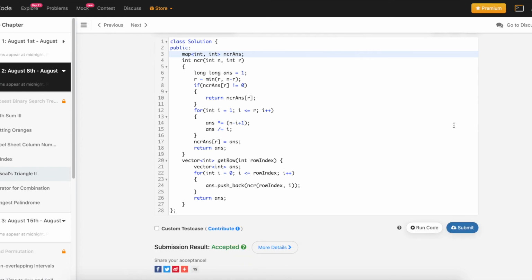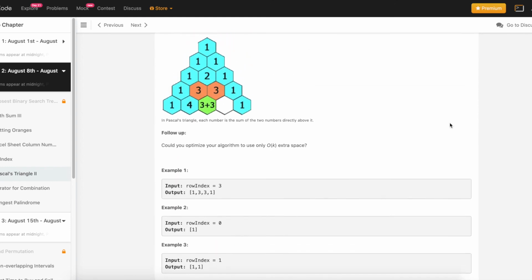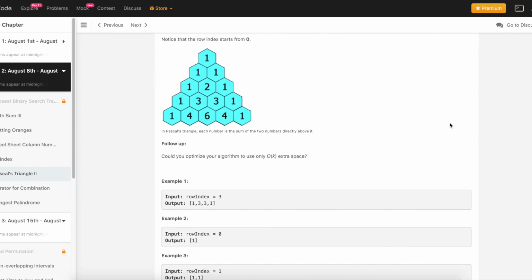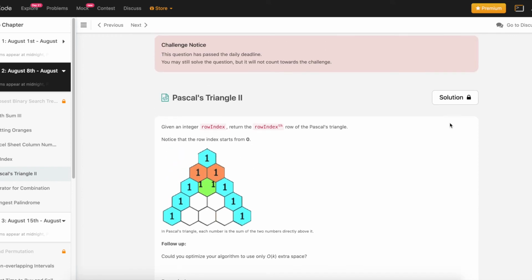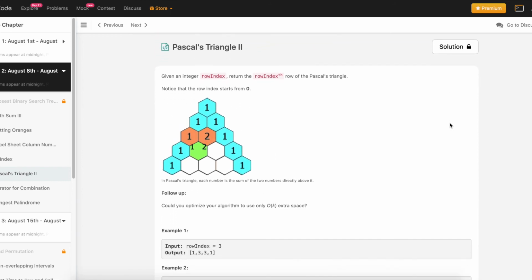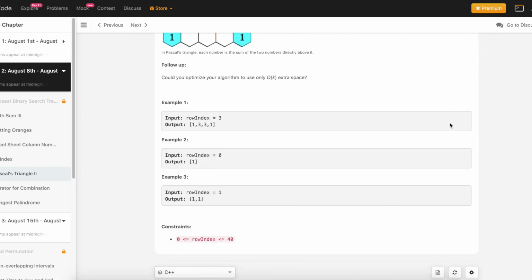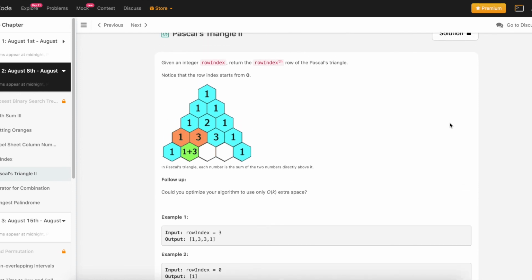Yeah, accepted. So this problem is actually pretty math heavy, and if you aren't very familiar with these concepts, they might be difficult. But with a little bit of thinking, this problem isn't too difficult.